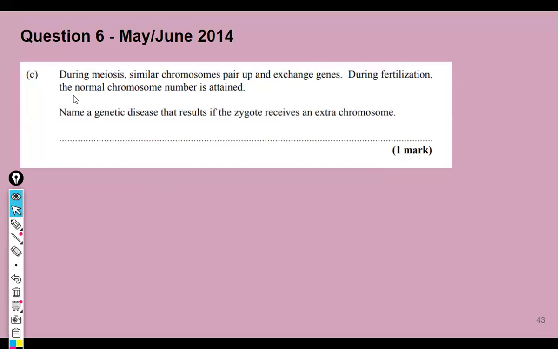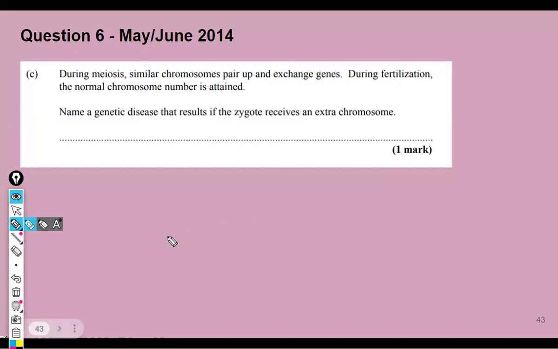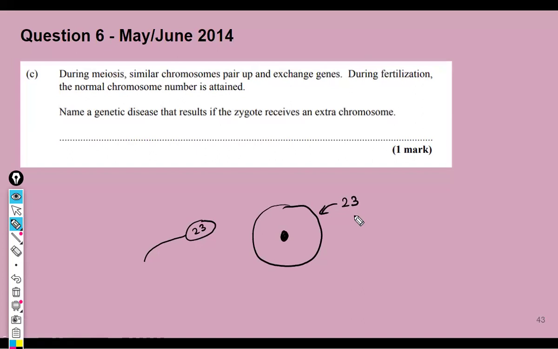During fertilization, the normal chromosome number is attained. So let me just review this just in case. Remember, the sperm will have 23 chromosomes. The egg from the female will also have 23 chromosomes. But obviously, when the two merge together, when the sperm goes inside of the egg, that's fertilization, the two combine. So 23 plus 23 is 46. I froze there for a minute. I couldn't add there for a minute, right?